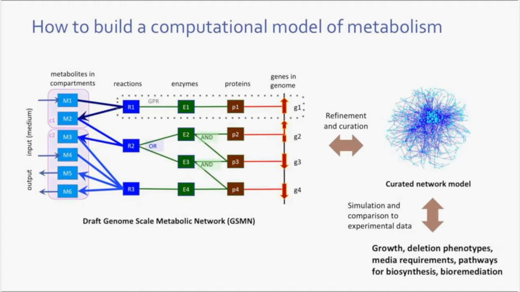Once we have a useful network model, we can begin simulations and comparing the results of those simulations to experimental data, addressing some of the questions which we looked at on previous slides. Can the system grow? What is the effect of deleting particular genes? What are the media requirements to get optimal growth? And how can we graft on pathways to synthesize or degrade chemicals of interest? So this is a general schema for how computational models are built in schematic form.